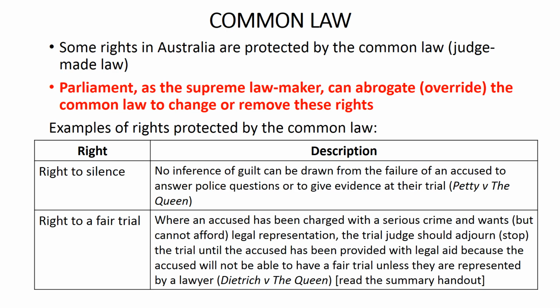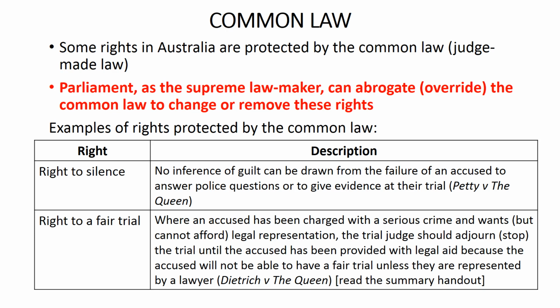Now, in this particular case, Dietrich pleaded not guilty to both charges, and he applied for legal aid because he didn't have sufficient money to employ a lawyer to defend him against these charges. The Legal Aid Commission agreed to provide legal aid to Dietrich, but only if he pleaded guilty. But Dietrich insisted that he was not guilty, and he wanted to plead not guilty. So as a result, he was not given any legal aid, and he had to defend himself.